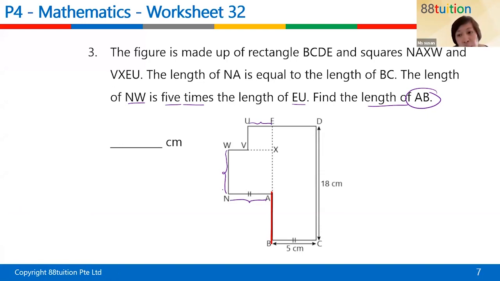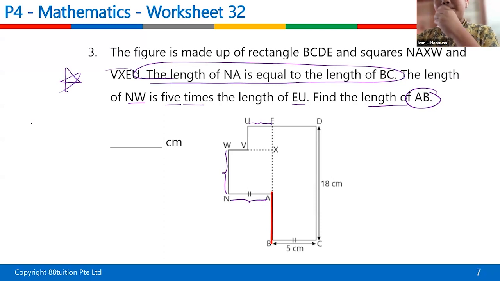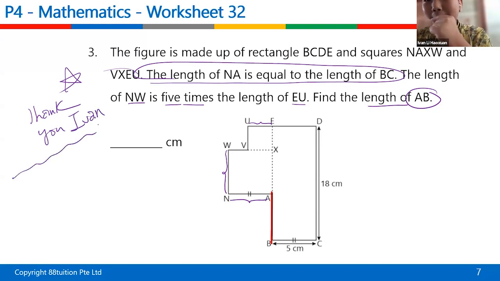How to find NA, class? Anyone? NA. I know. So you see, NA, 5 cm. At BC. NA equals to BC. BC is 5 cm. That means 5 cm, and it's a square. So WN is 5 cm. And it says 5 times. So 5 divided by 5 equals to 1, which equals to UE. Okay, very good. UE already found.